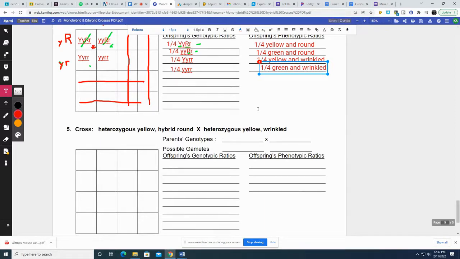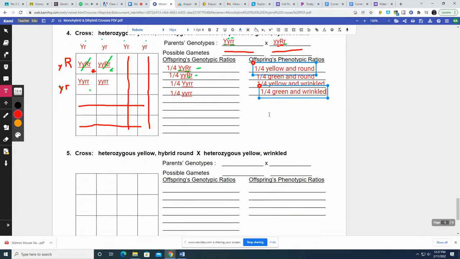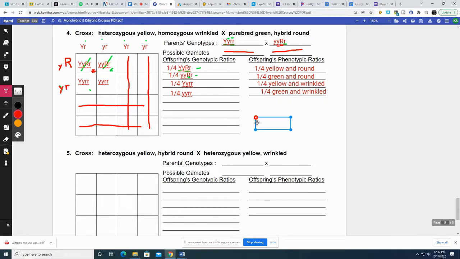Anyways, let me type because I'm going to forget. I'm going to type the alleles again. What are they? Yellow, green, round, wrinkled. All right, so I'm going to type this. So I remember Y, because I can't see it, equals yellow.